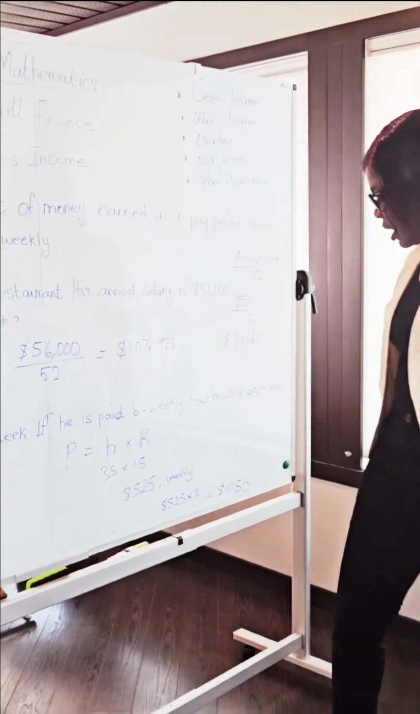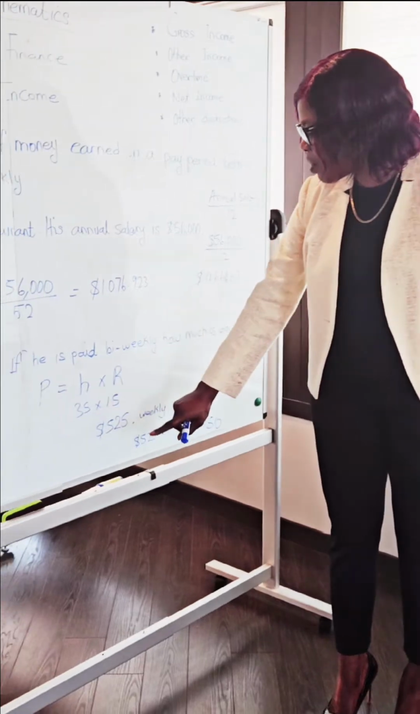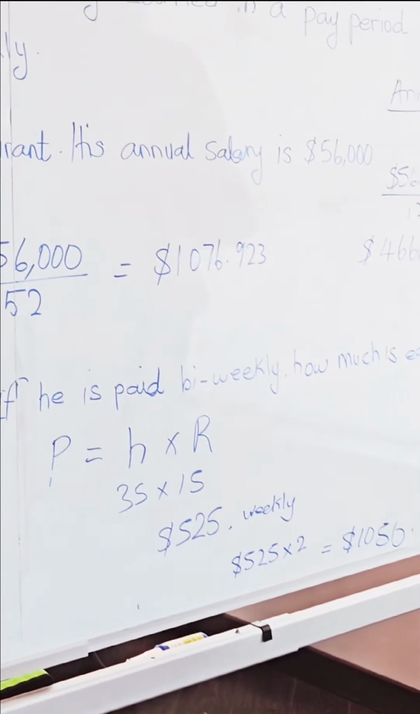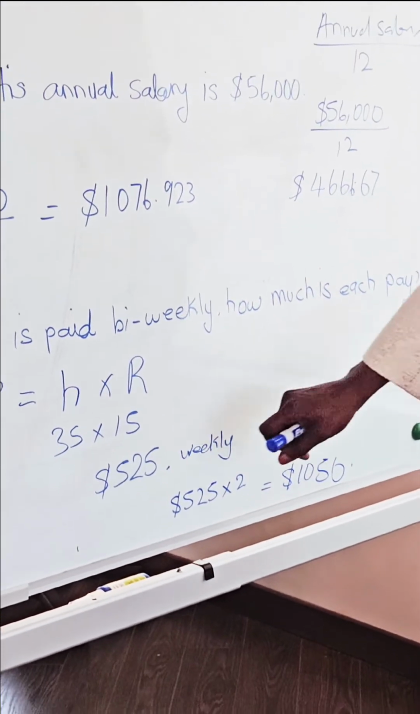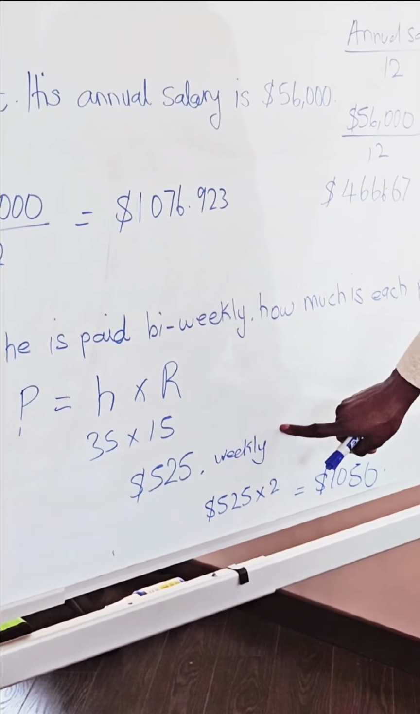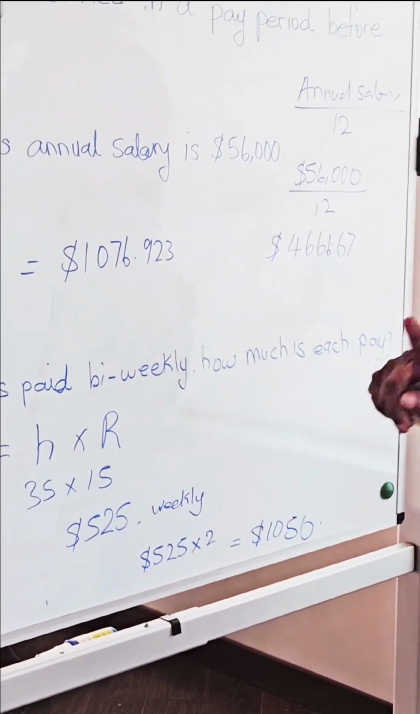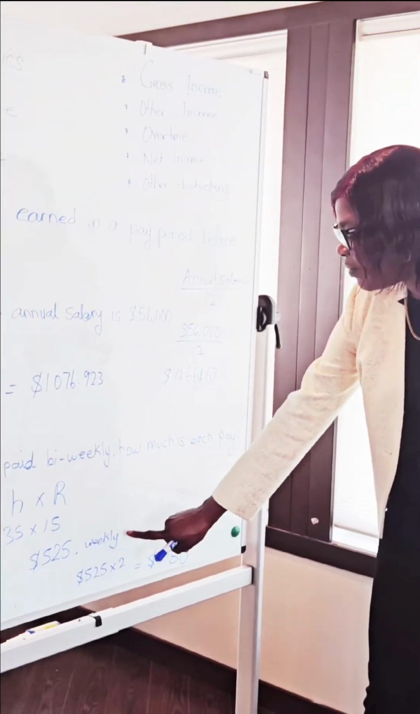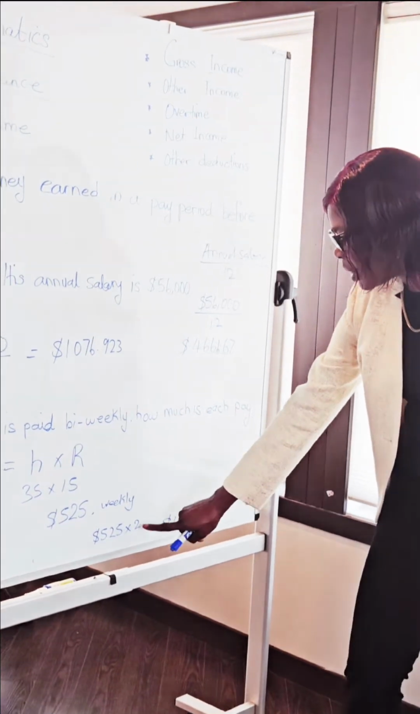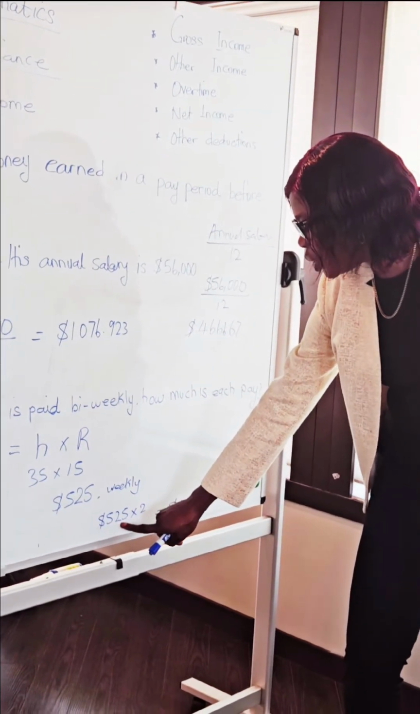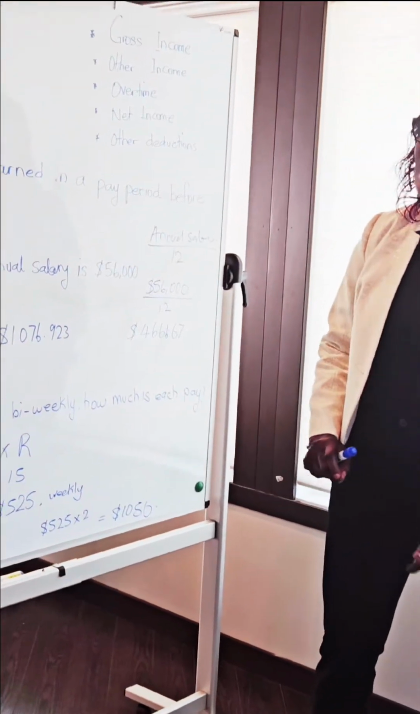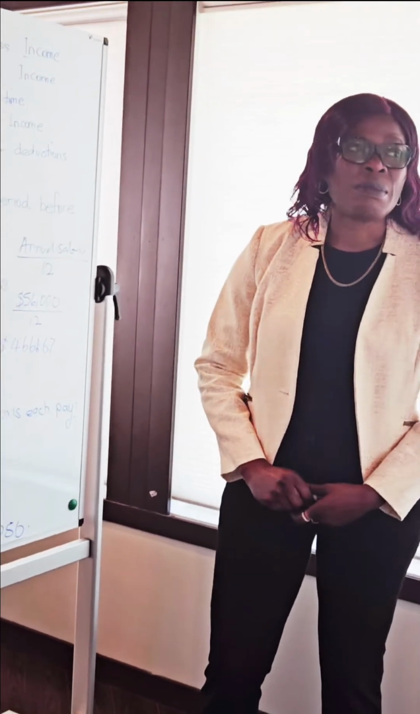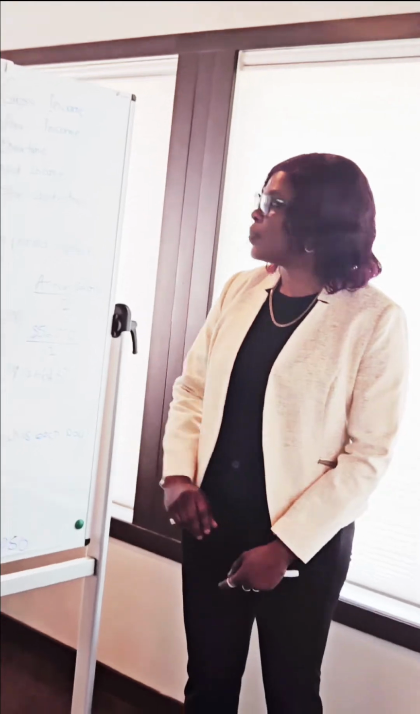So for us to get the pay, we can easily multiply the hours by the rate, 35 times 15, and that will give us $525. So Devin earns $525 weekly. Now check the question. The question is actually asking bi-weekly, every 2 weeks. So if you know how much Devin is earning on a weekly basis, we can multiply it by 2. $525 times 2 will give us $1,050. So Devin earns $1,050 bi-weekly, every 2 weeks.